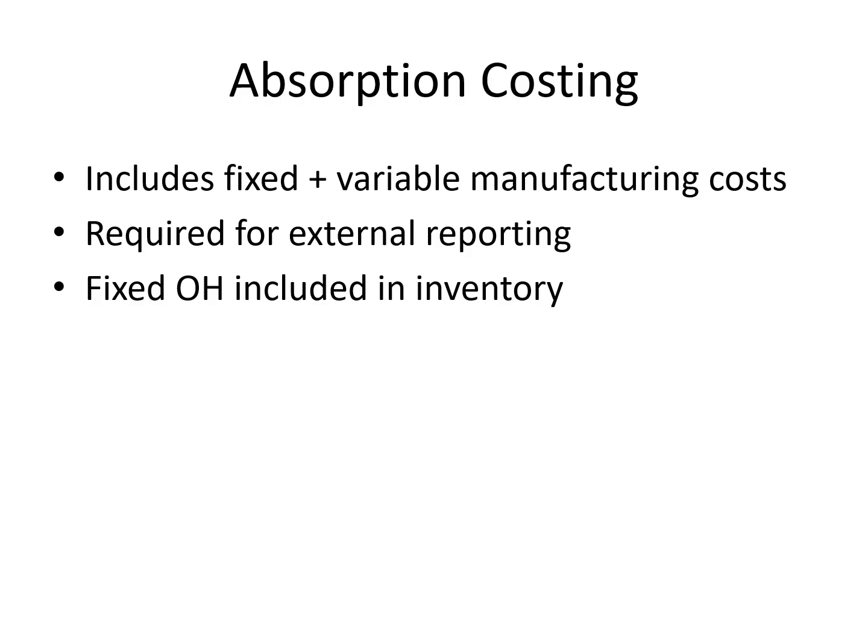In absorption costing, it focuses on the gross margin, which means sales minus cost of goods sold. And absorption costing is used for external reporting. Usually whenever we hand it over to external stakeholders, they prefer absorption costing because it's compliant with GAAP. And we always include fixed overhead in the inventory.